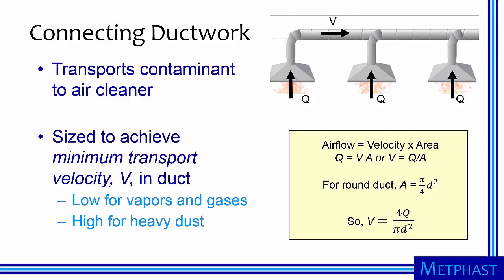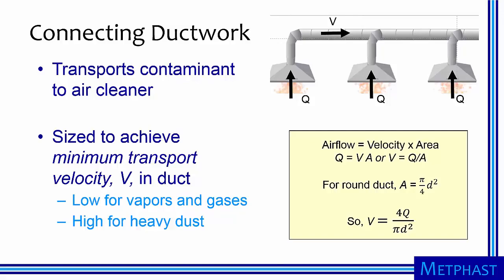Connecting ductwork serves to transport the contaminant from the hood to the air cleaner. Ductwork is sized to achieve a minimum transport velocity, symbolically represented with a capital V. Minimum transport velocity depends on the type of material being conveyed. Vapors and gases are easy to move, so transport velocity can be low relative to the high transport velocities required to move heavy dusts, such as sand from casting metal.